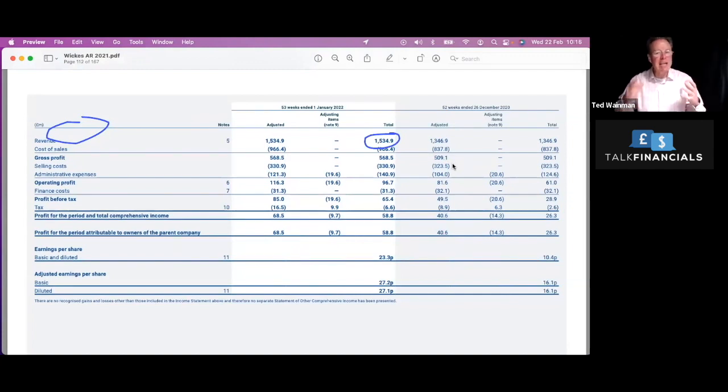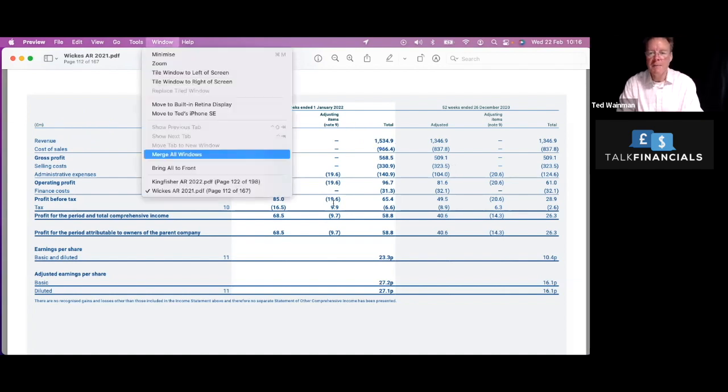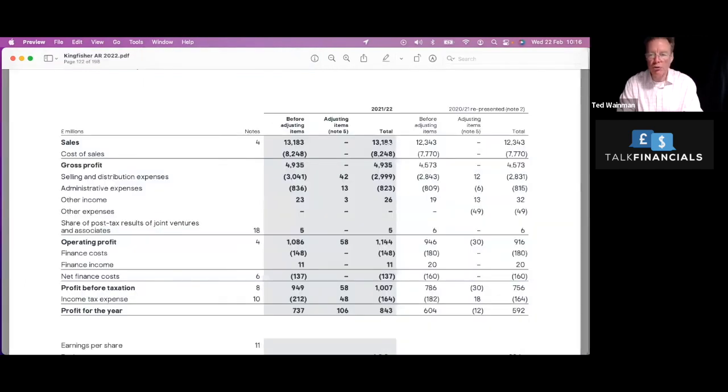So Kingfisher is nearly nine times, we're getting almost 10 times as big. It's 8.59, so 8.6 times in terms of revenue. So there's our first major comparison. Kingfisher cost of sales, 8.2 billion. That's a margin of about 63%.